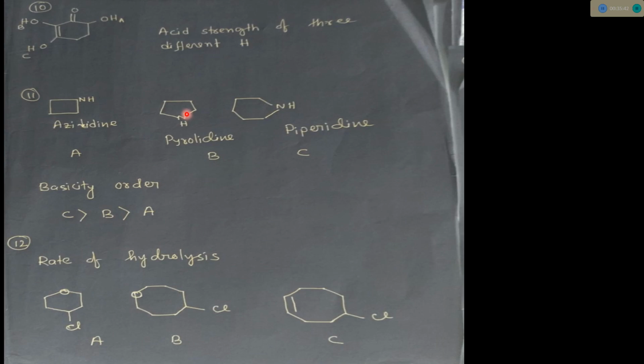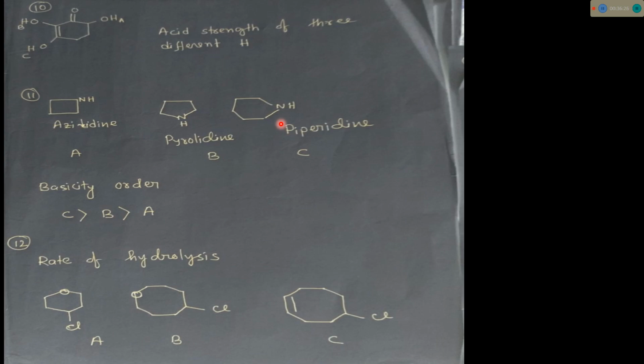is somewhat lesser than this case. That's why the percentage of s character of the orbital containing this lone pair is somewhat greater than this case, and in this case the percentage of s character of the orbital containing the lone pair is the most. So we can say that in piperidine, the lone pair rests in a hybrid orbital which has less s character.